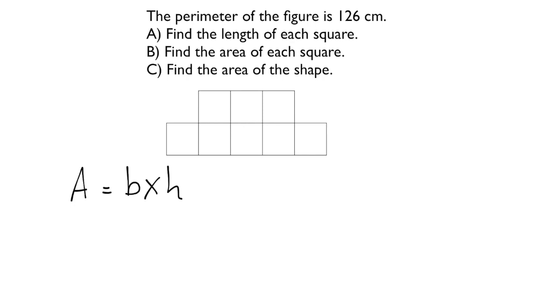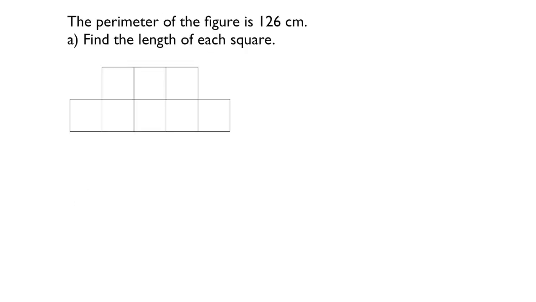This is based in three parts. The first one, we need to find the length of each square. So they've told us that the compound shape is made up of a series of squares. That's going to help us work it out. Part B is find the area of each square. And part C is find the area of the whole shape. Okay, so let's get started.